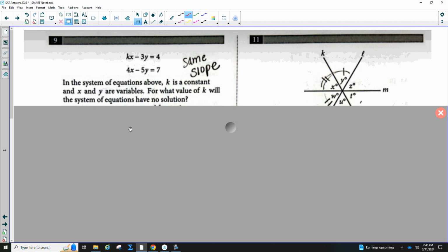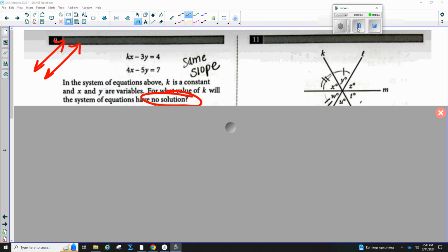So it says K is a constant, X and Y are variables. For what value of K will the system have no solution? First of all, you need to know that no solution means parallel lines. You have to know that, okay? No solution means they don't cross ever, okay? Parallel lines, they do not cross, which means I need to know that they have the same slope. So take this.